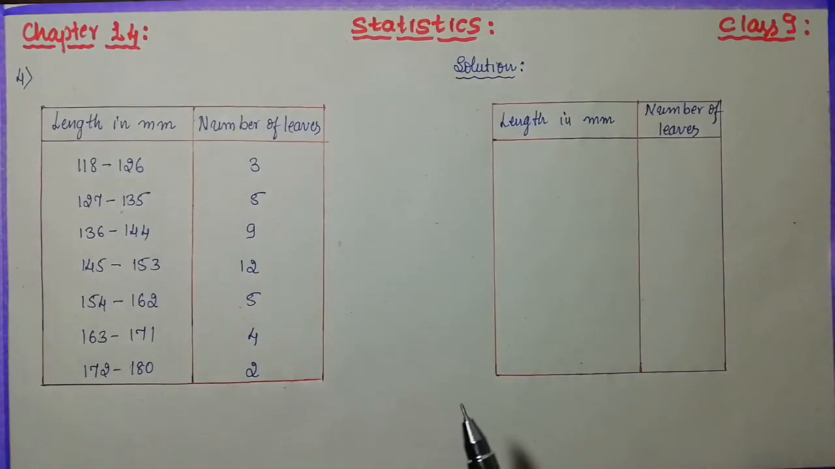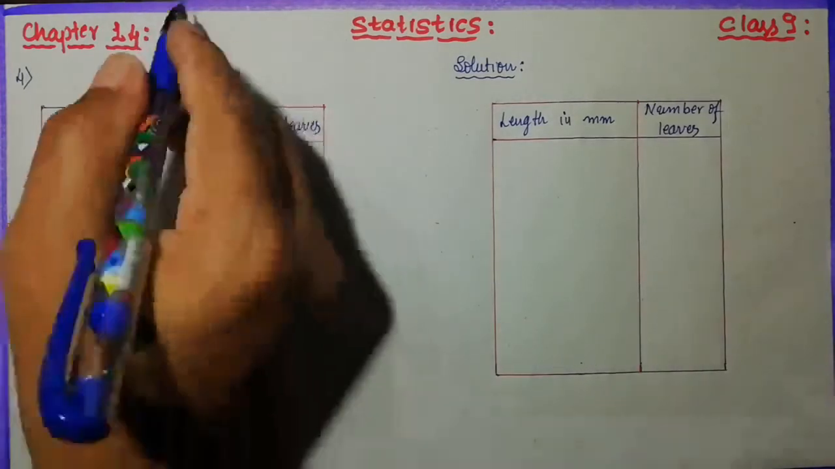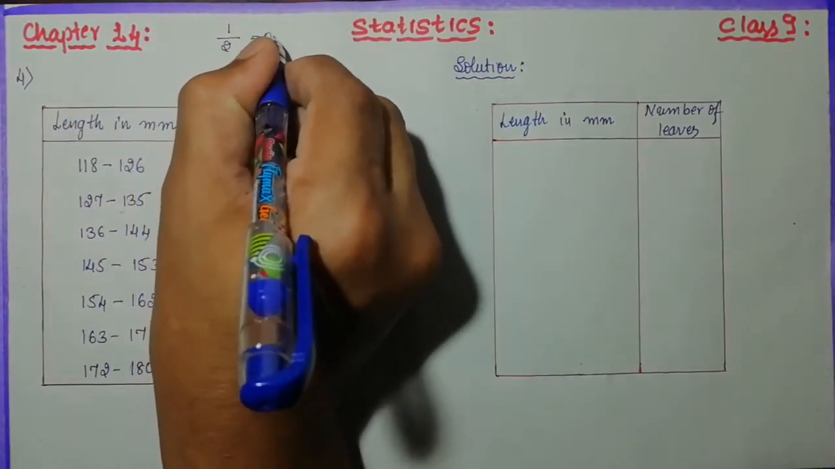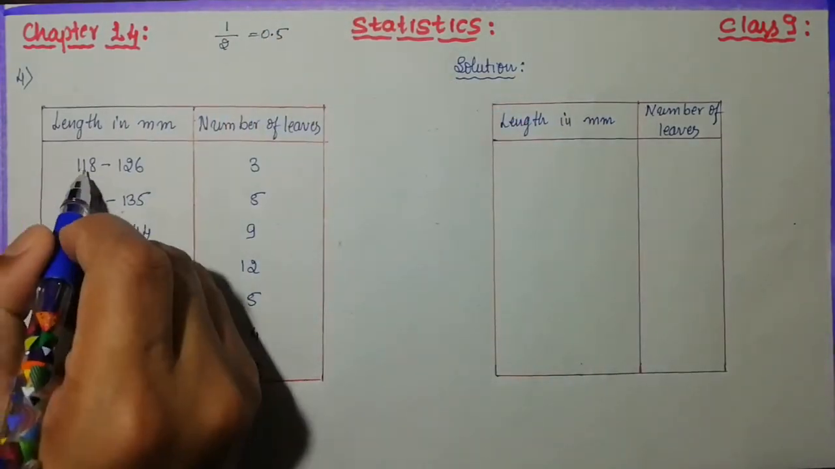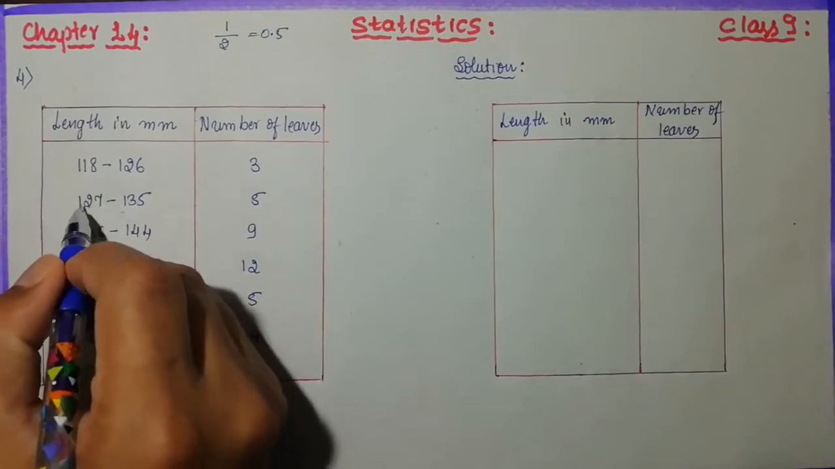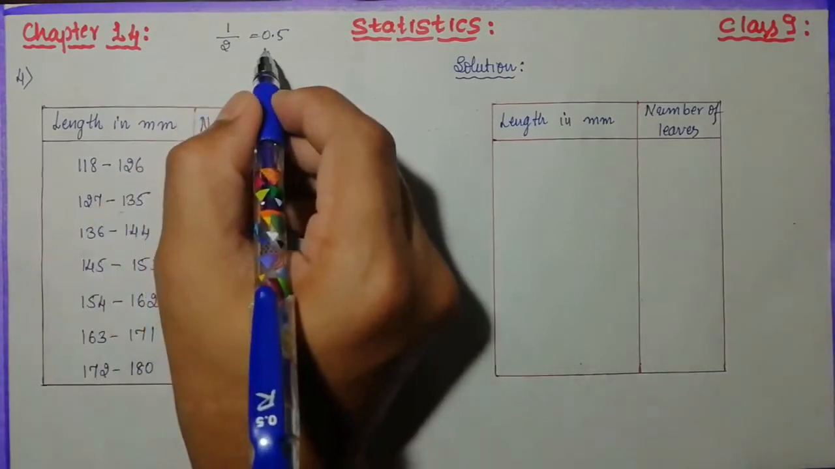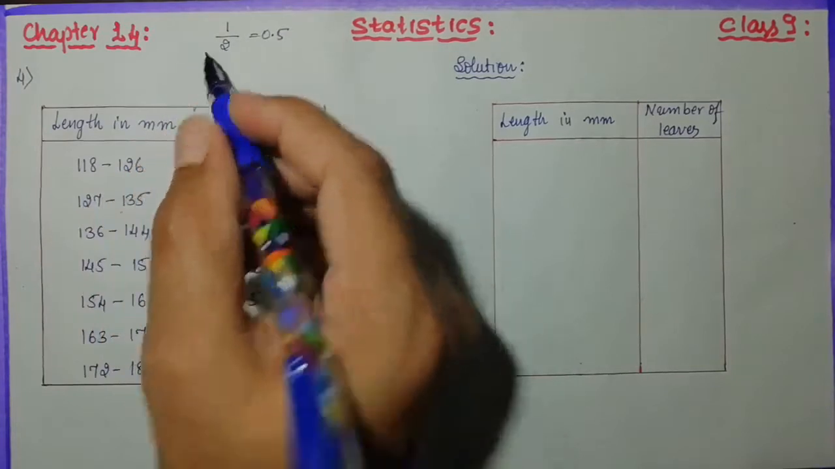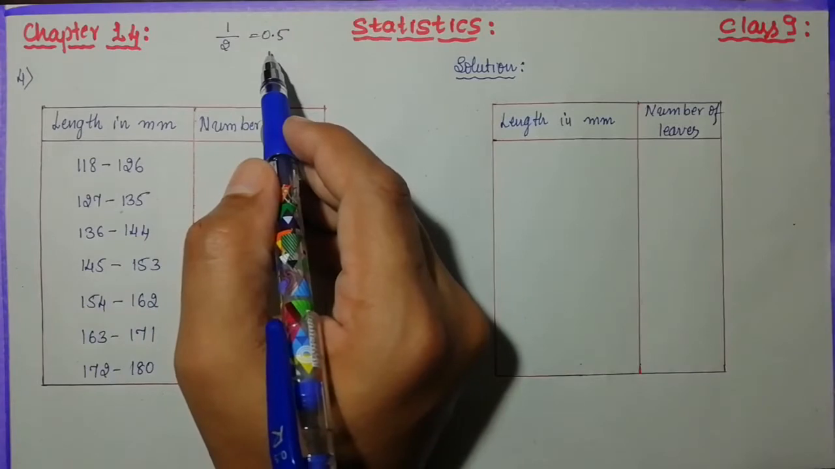Difference is 1. Divide that 1 by 2, you will get 0.5. Now look here, the difference is 1. If you divide that by 2 you will get 0.5. So now you need to decrease all the lower limits by 0.5, and increase all the upper limits by 0.5. Are you getting my point?